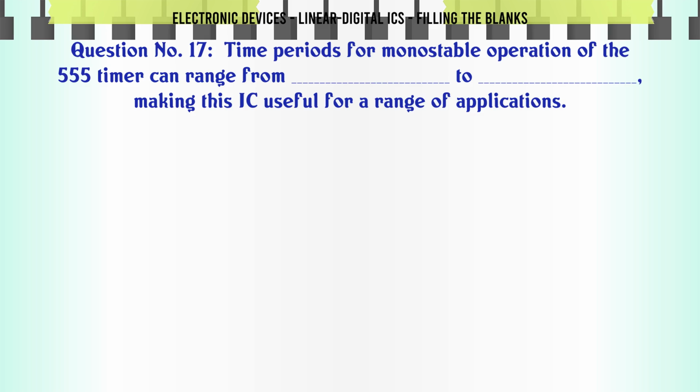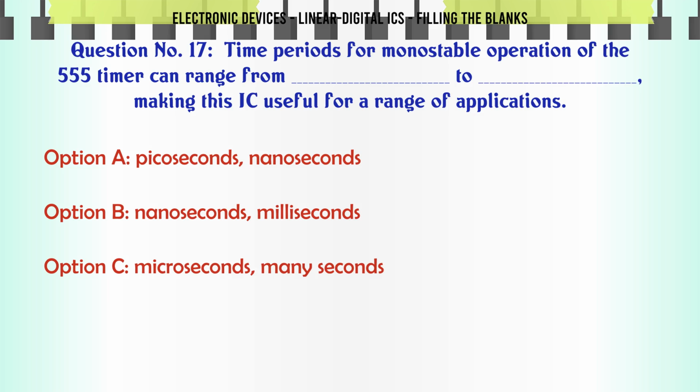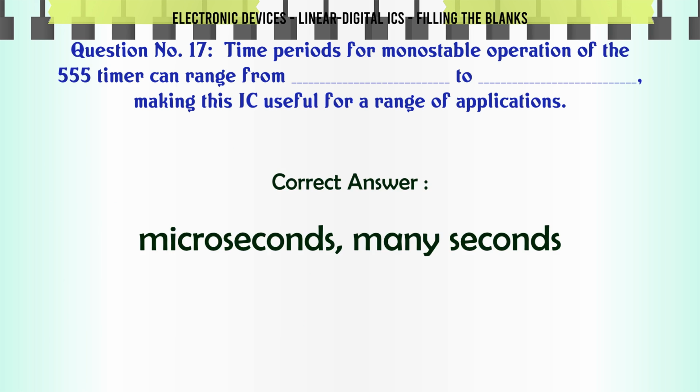Time periods for monostable operation of the 555 timer can range from ___ to ___, making this IC useful for a range of applications. A, picoseconds, nanoseconds; B, nanoseconds, milliseconds; C, microseconds, many seconds; D, none of the above. The correct answer is microseconds to many seconds.